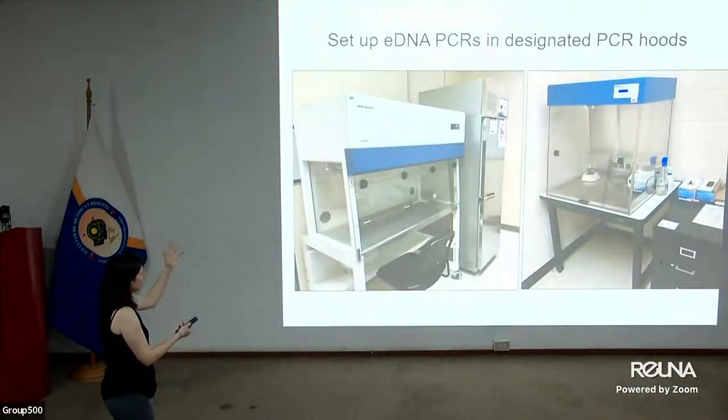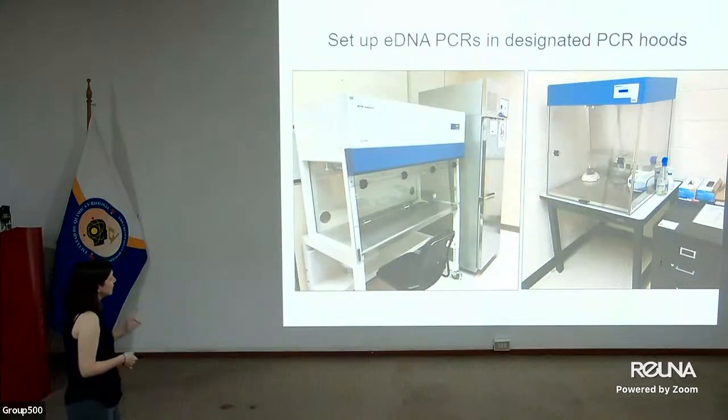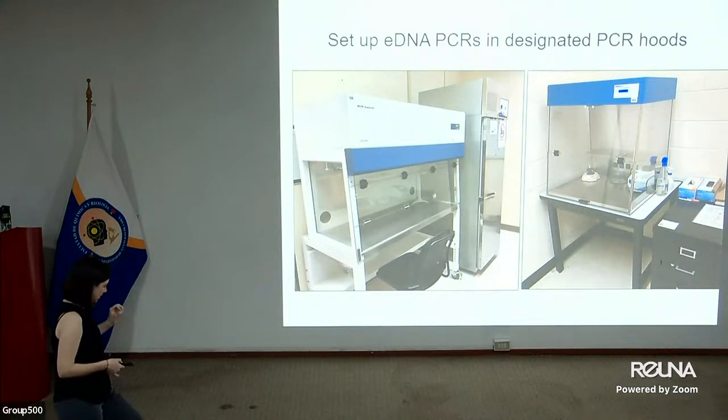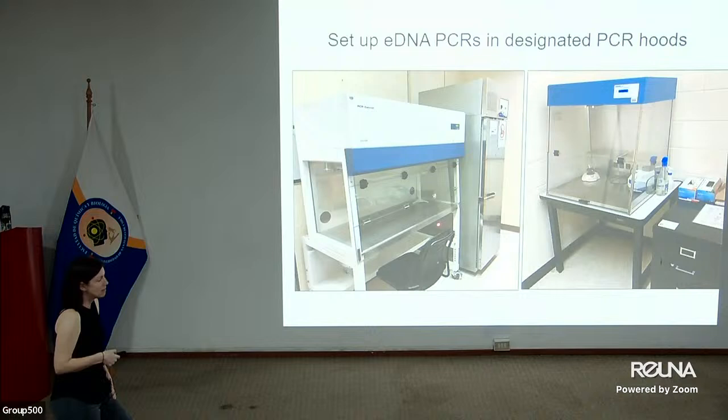Another point is all eDNA PCRs have to be in designated hoods. So this is our hood for our assay development. This is where we're doing our PCRs with, say, that synthetic DNA or maybe gDNA. And then this is the hood in the ddPCR lab where we actually set up the eDNA PCRs.